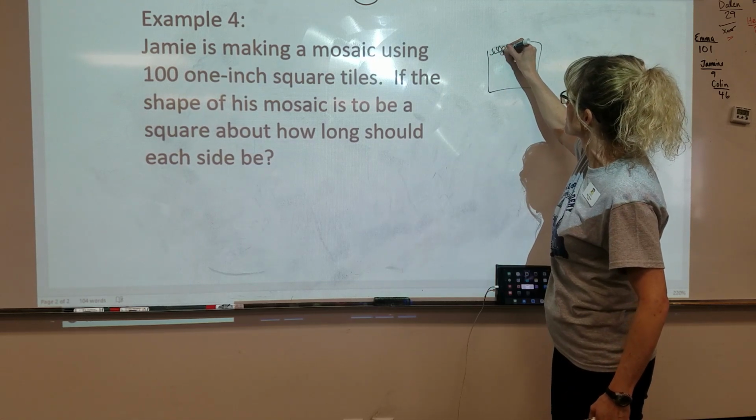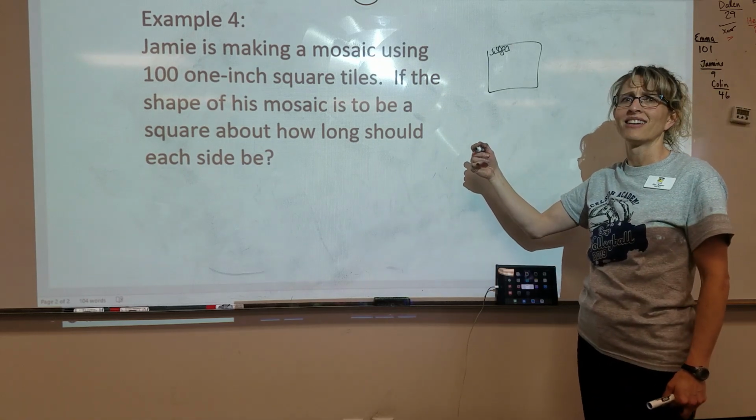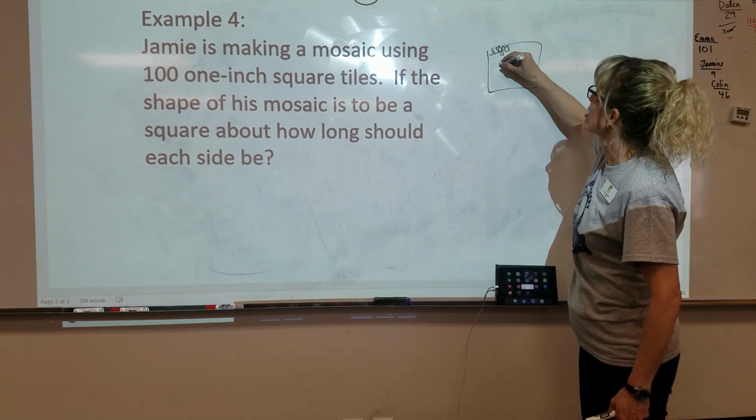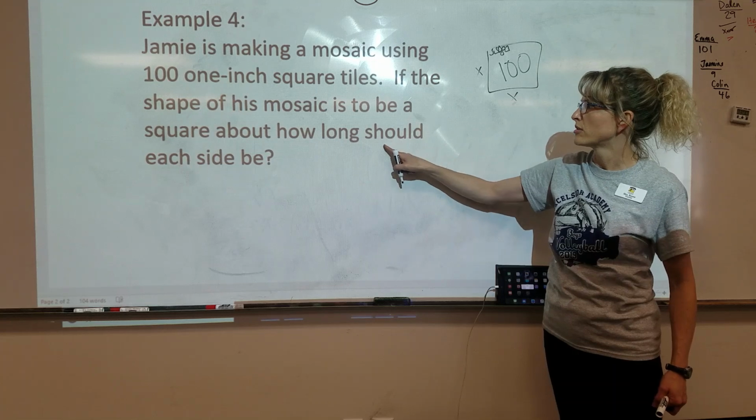So Jamie, anyway, she's got a bunch of little tiles in here. Oh, they're square. There's 100 inside. Question is, how long should each side be?